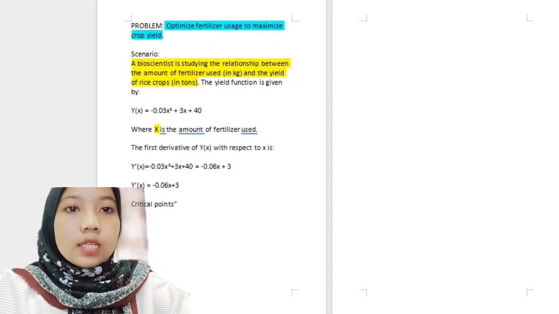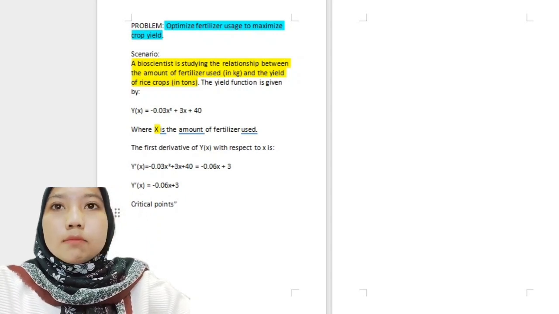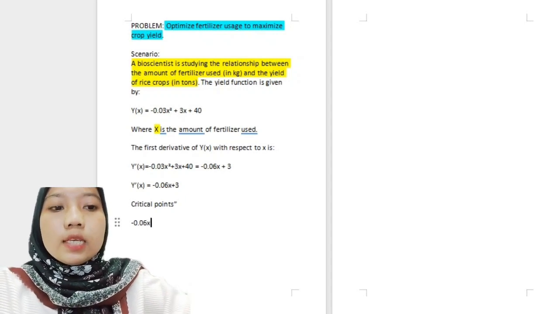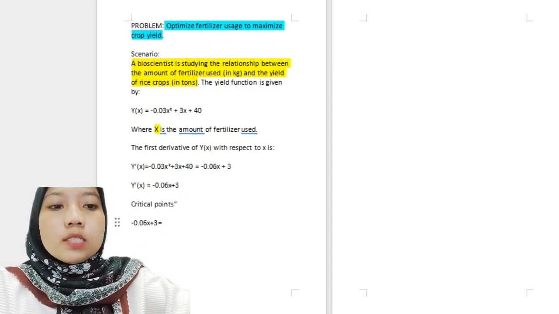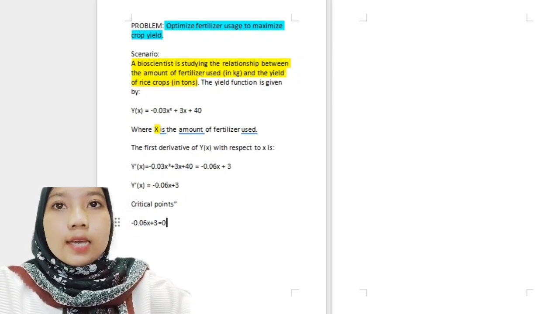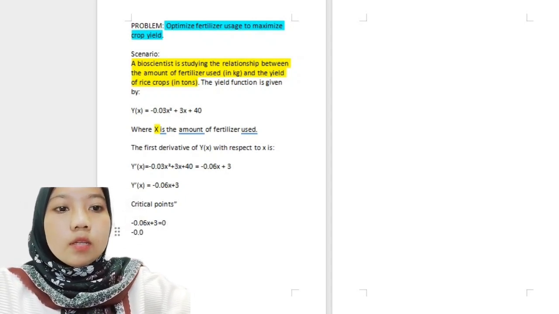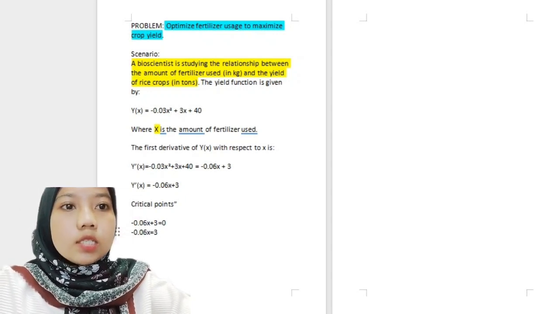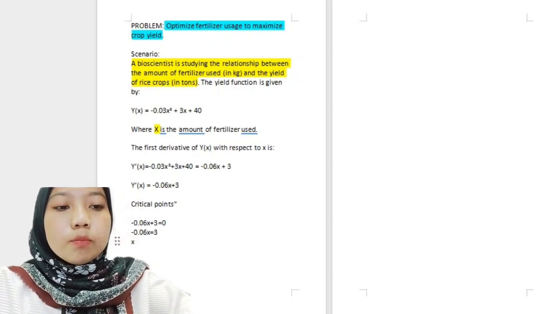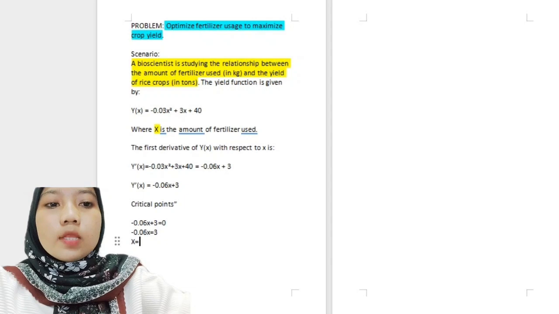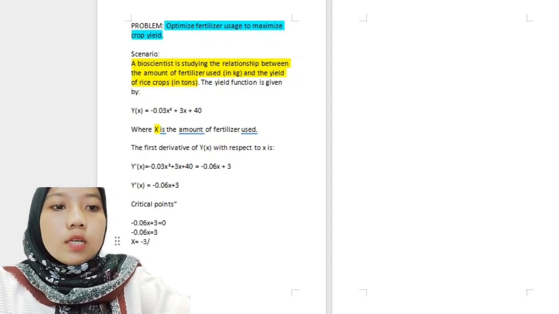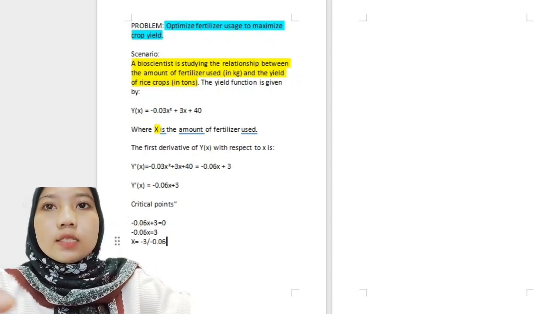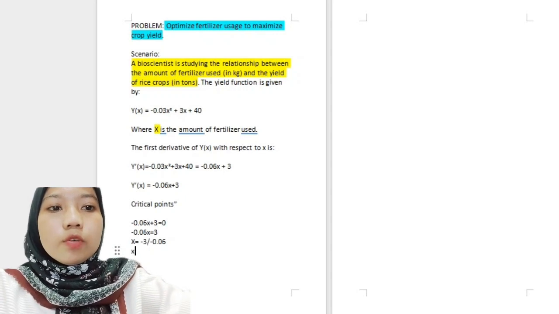set the first derivative equal to 0. It means negative 0.06x plus 3 equals 0. Let's find the x. It will be negative 0.06x equals negative 3, and x equals negative 3 over negative 0.06. And the answer is x equals 50.